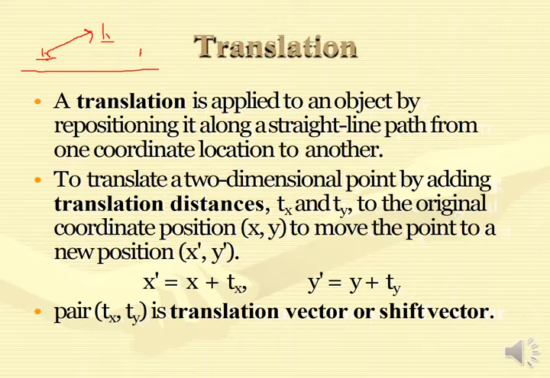So if there is an angular movement, it is basically not translation, it is going to be a rotation, but it may happen that it will consist of both rotation and translation. That part will be discussed later. Let's focus on what is translation and how it works.